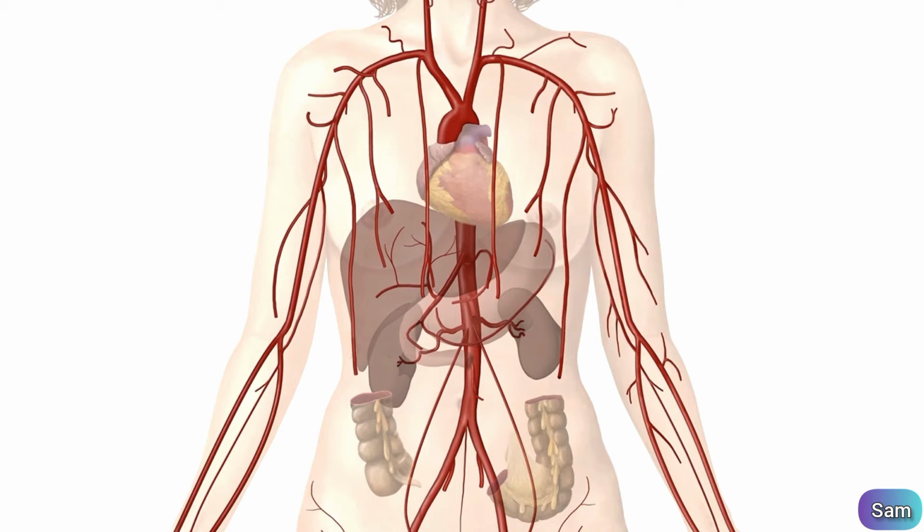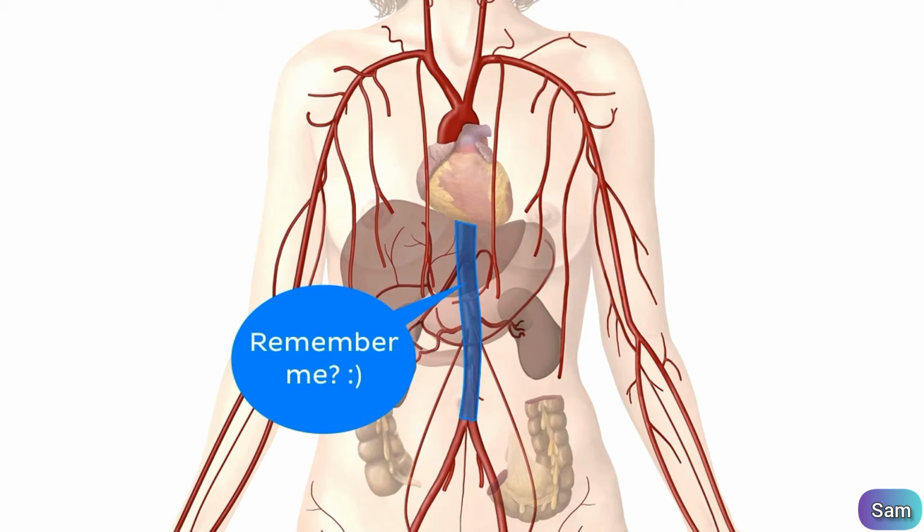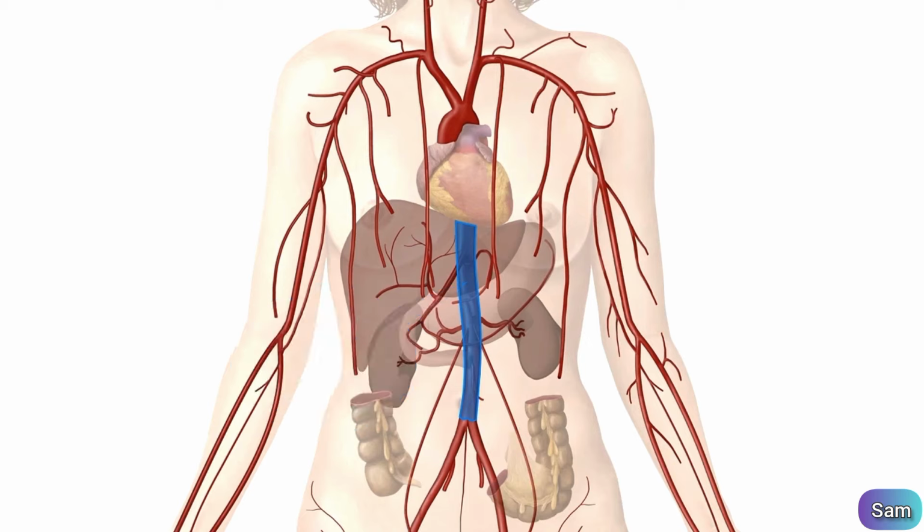And later on, when we look at the arteries of the lower limb, they'll be perfectly organized in the way that this area is not. But part of the reason why I introduced the descending aorta to you earlier in the tutorial, yes, remember me, is because most of the arteries that we'll be looking at in this section are either direct or indirect branches of the descending aorta. So keeping that in mind will help you stay oriented in this part of the body.